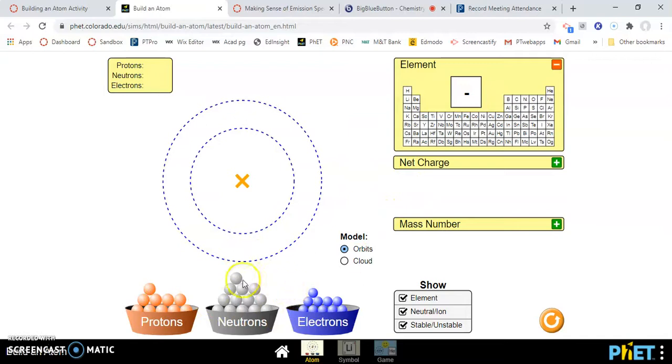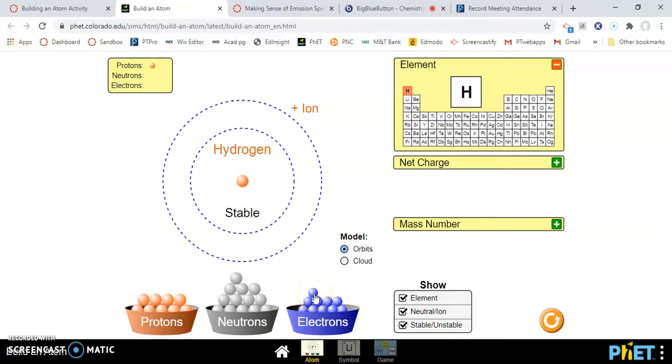So let's build hydrogen together. Hydrogen has an atomic number of 1. So we're going to take 1 proton, click and drag that into the nucleus, and it tells you it's hydrogen because it has 1 proton. Okay? We don't need any neutrons for hydrogen, because the mass number is 1 and the atomic number is 1. So that means 1 minus 1, mass number minus atomic number to get neutrons, is 0.